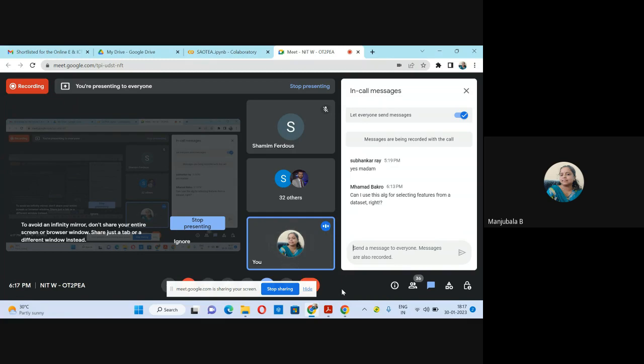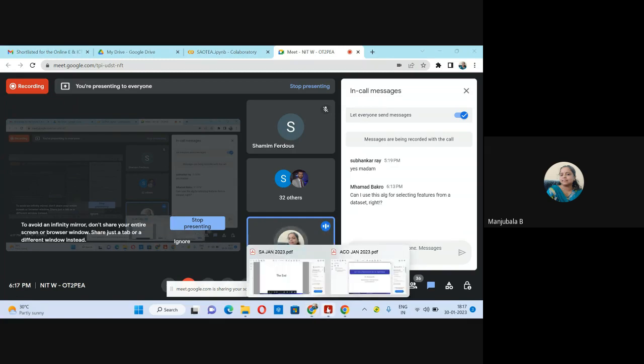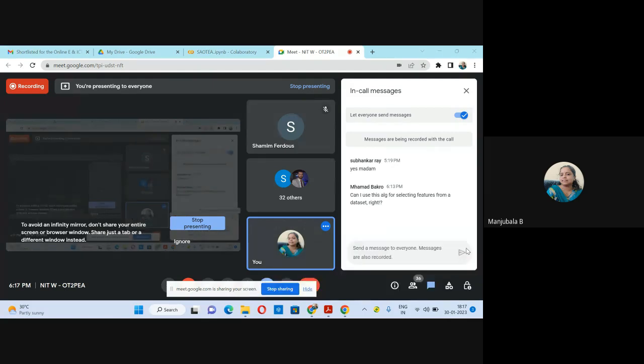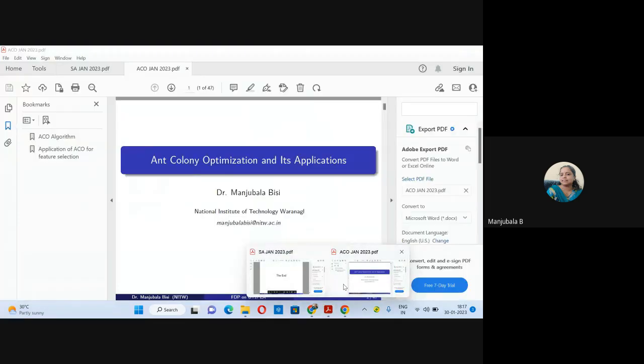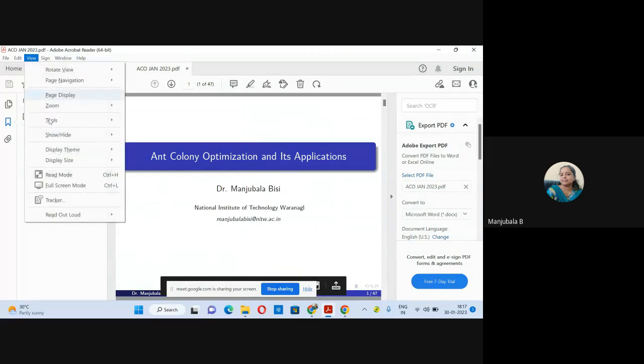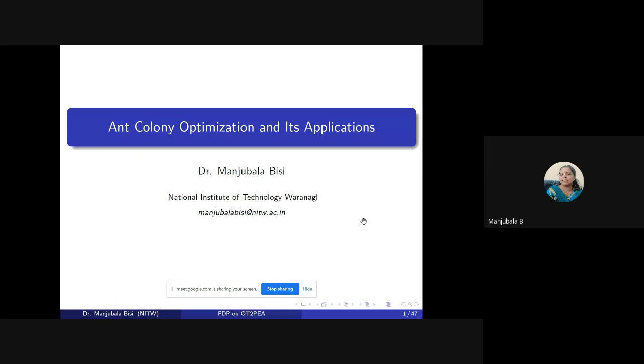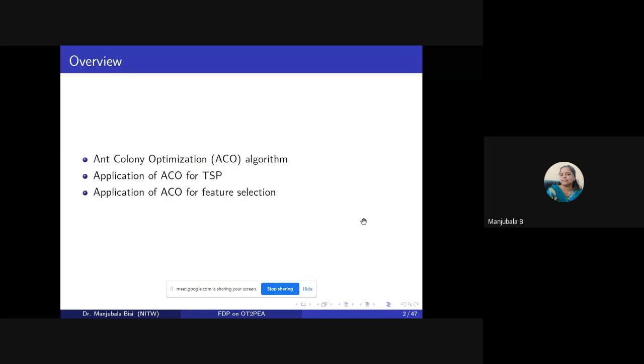Okay, if no questions are there, let me move towards the ant colony optimization algorithm. The feature selection problem for a data set can be solved by using this algorithm. Now we'll see the basic concepts of ant colony optimization and its applications. We'll solve the same TSP problem by using ACO, and in the same way you can do feature selection using ACO.